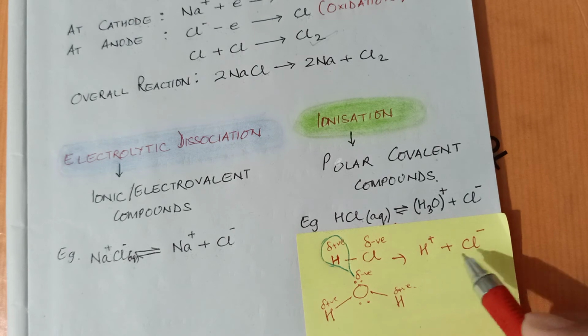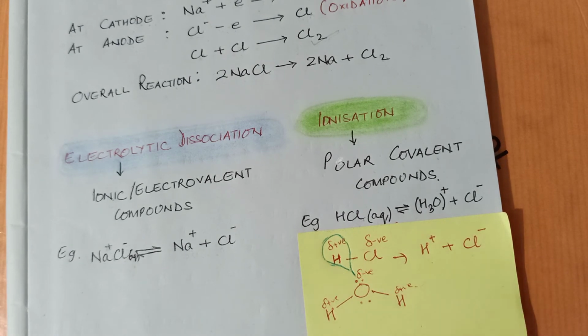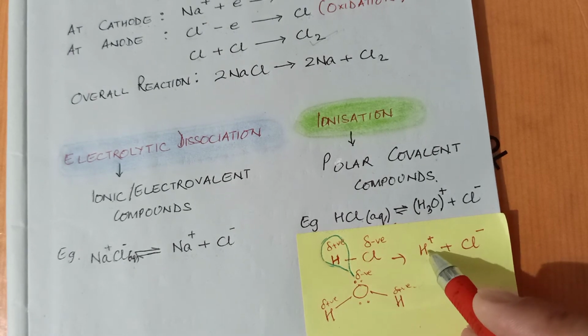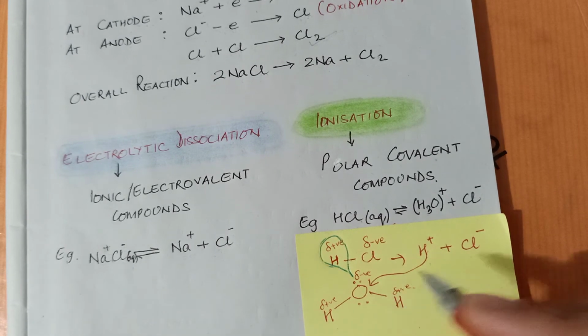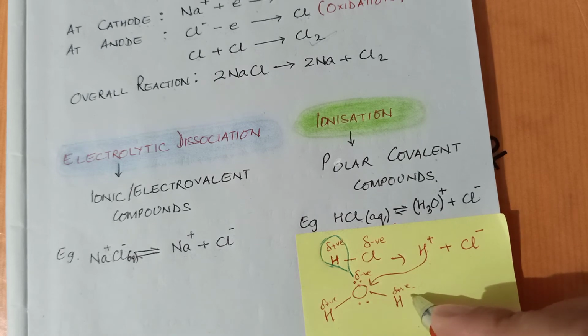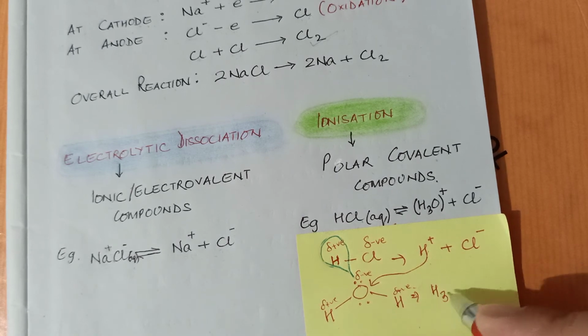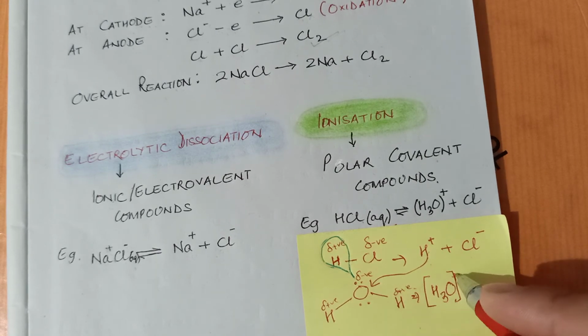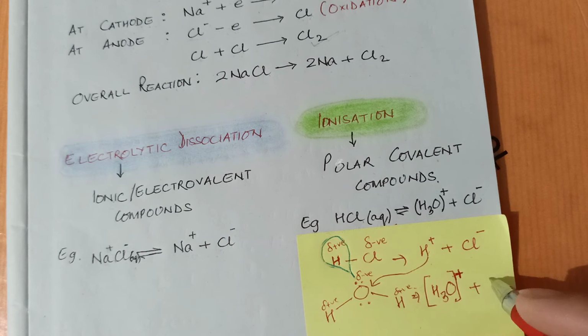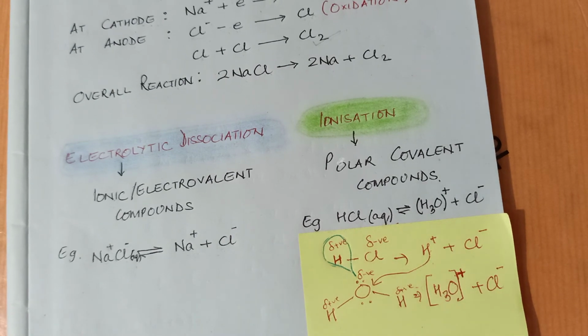Now here ions are created from a non-ionic compound. This proton will quickly move towards oxygen of water, and they combine together to form the hydronium ion, H3O+. So this is the hydronium ion, and the chloride ion remains as chloride ion. That is why, when we dissolve an acid in water, we get the hydronium ion as the only positive charge.